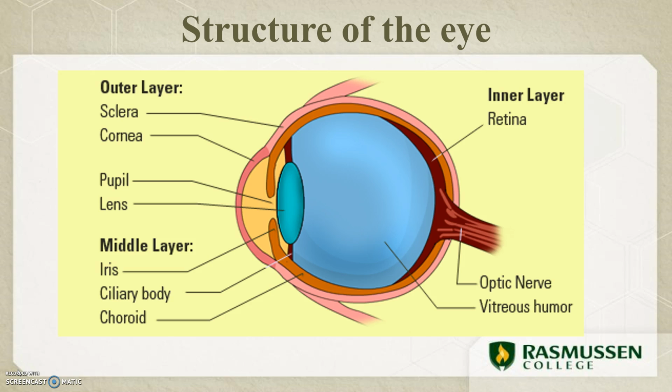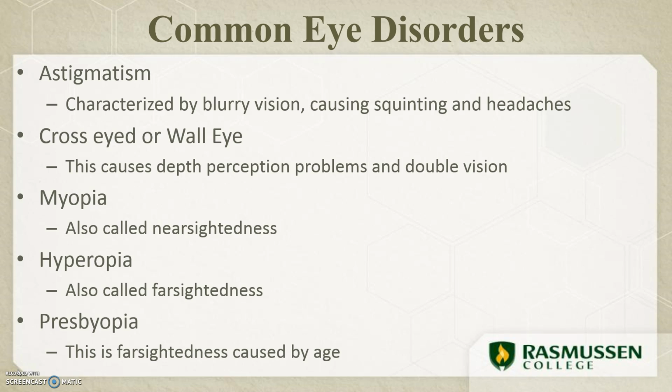So now that we understand the structure of your eye, the parts of your eye, and what system helps to include your vision, what we need to really talk about are some of the common eye disorders. First, we have astigmatism, and this is a condition caused by an irregularity in the curvature of your cornea or lens. It's characterized by blurry vision, and it can also cause squinting and headaches. It's generally treated with glasses, contacts, or surgery to reshape your cornea.